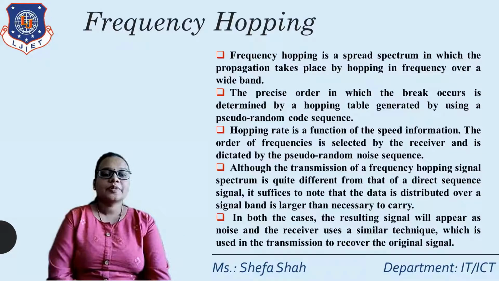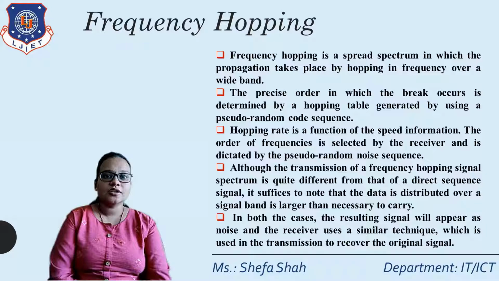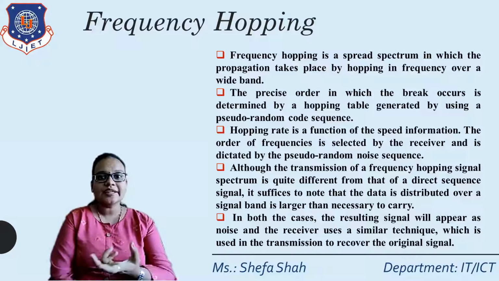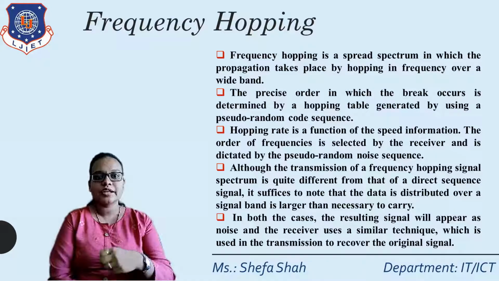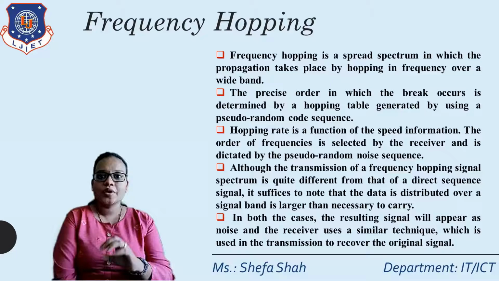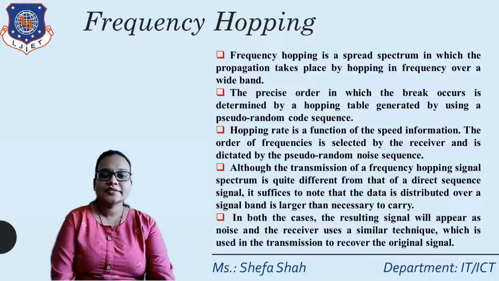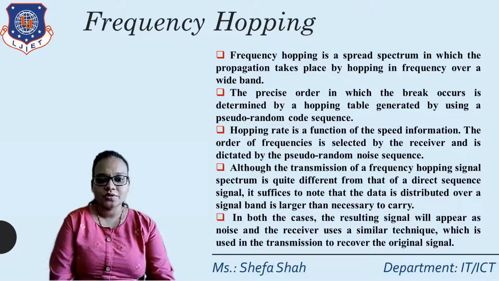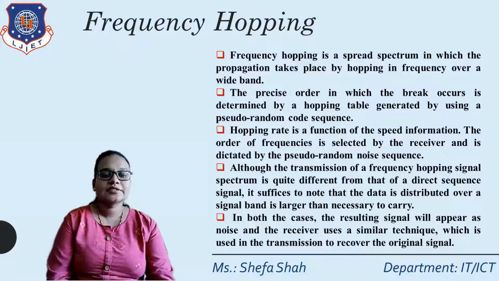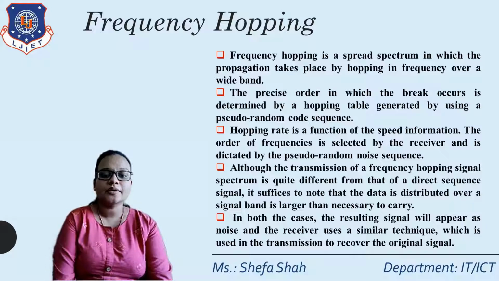Now, the precise order in which the hopping occurs is determined by the hopping table generated by using a pseudo-random code sequence. So again, this PN sequence will be used while encoding as well as decoding, at the transmitting as well as receiving side. Now, this hopping rate is a function of the speed of information. So the order of frequencies is selected by the receiver and is determined by the pseudo-random noise sequence.